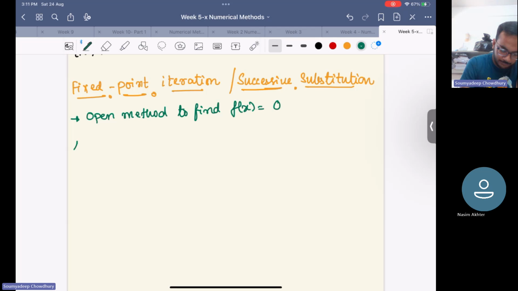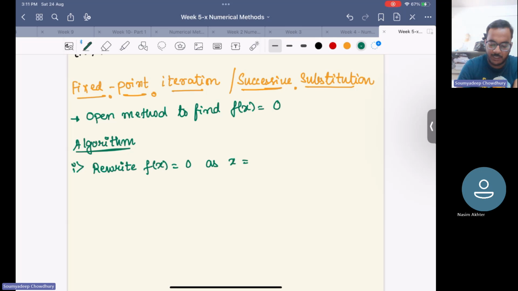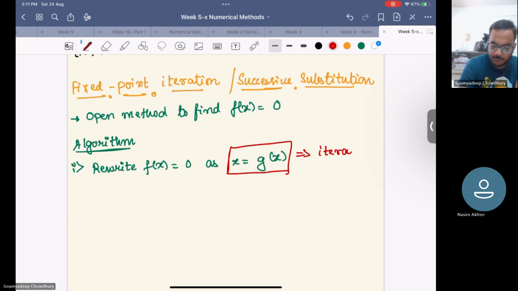So first I'll write down the brief steps of the algorithm, then I will solve the problem. In this fixed point iteration, we will be given an equation f of x equal to 0 and an initial guess to the solution. First we have to rewrite f of x equal to 0 as x equal to some function of x, as x equal to g of x, right? So this g of x is known as the iteration function.